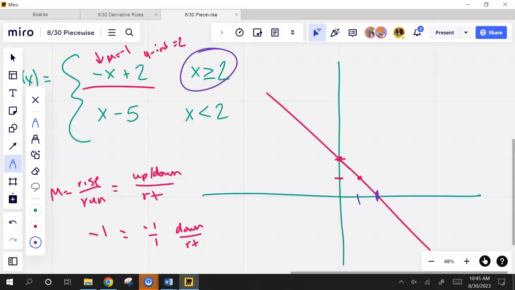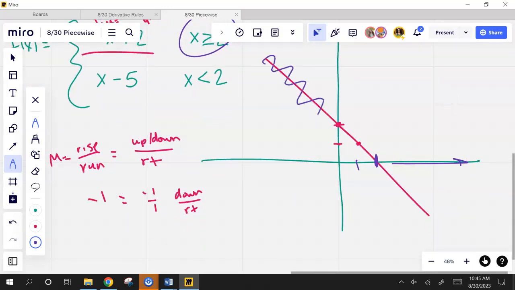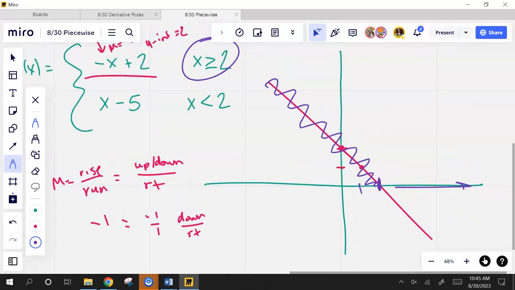Right here, that's where x is 2. That's where my line's going to cut off. It can only be this equation when x is bigger than 2, which is this way, yes? So that means none of this line is part of my graph. Only this part of my line is my graph. It's a ray.